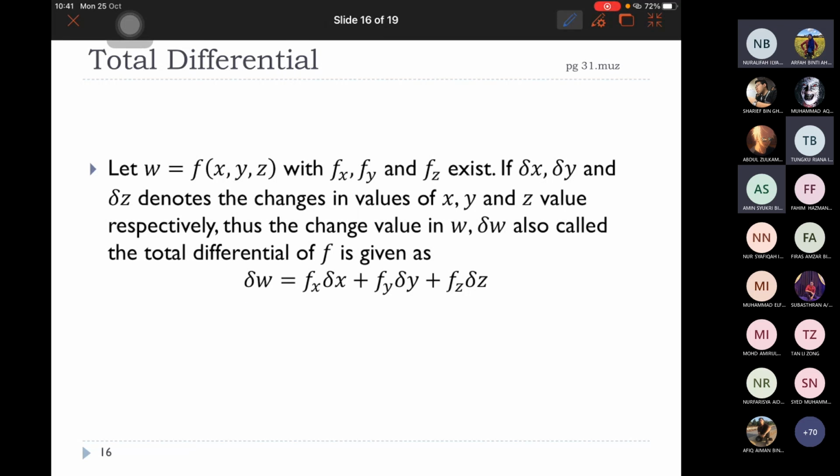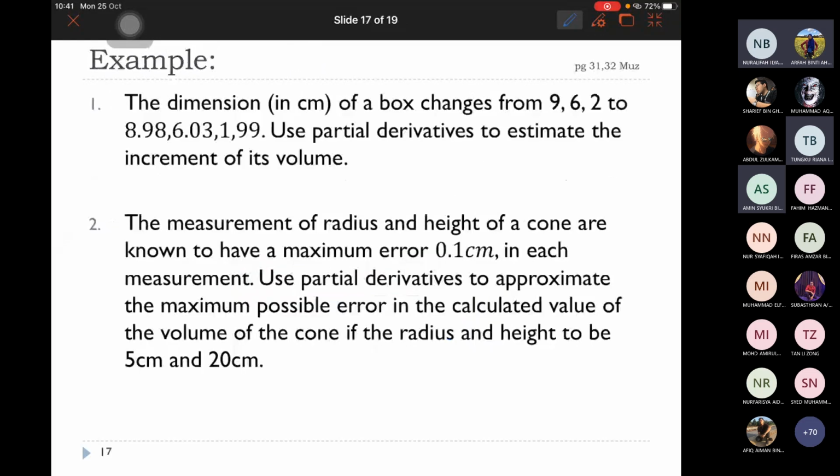And it will be equal to, add up another third variable in here, Z. The total differential with respect to Z. So we are going to have total differential in W, the total change value in W will be partial derivative of X multiply with the changes delta x in x, partial derivative of y multiply with the changes in y plus partial derivative of z with the changes in z. So let's take a look at the example, how we are going to solve for this one.